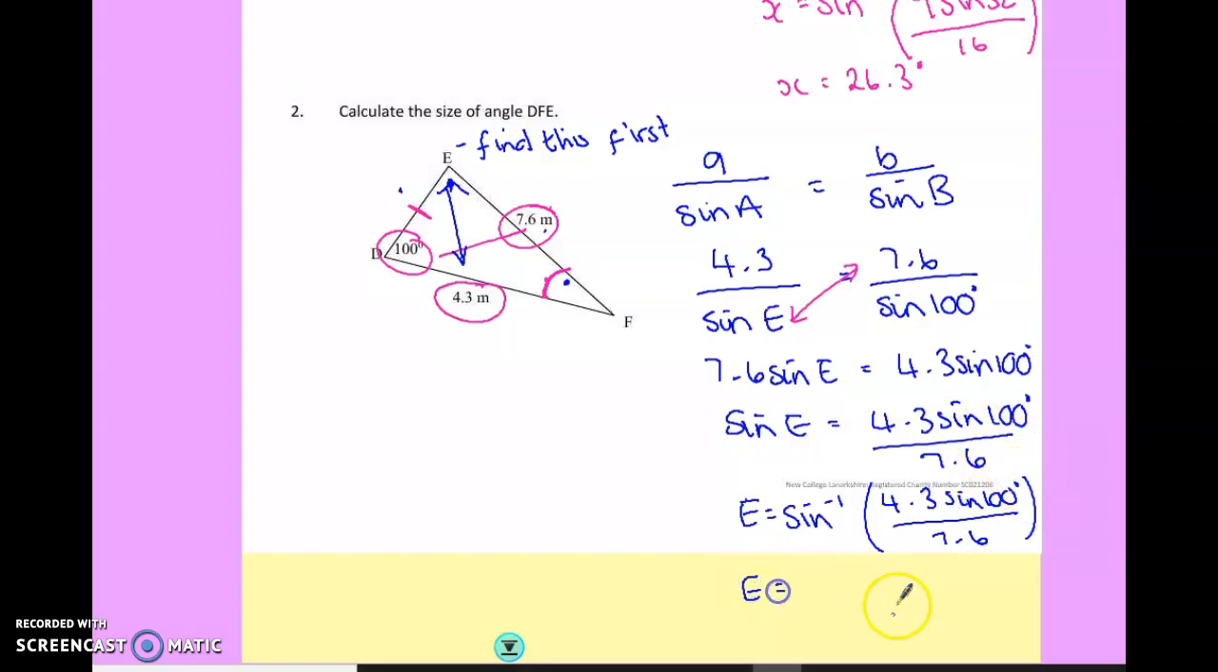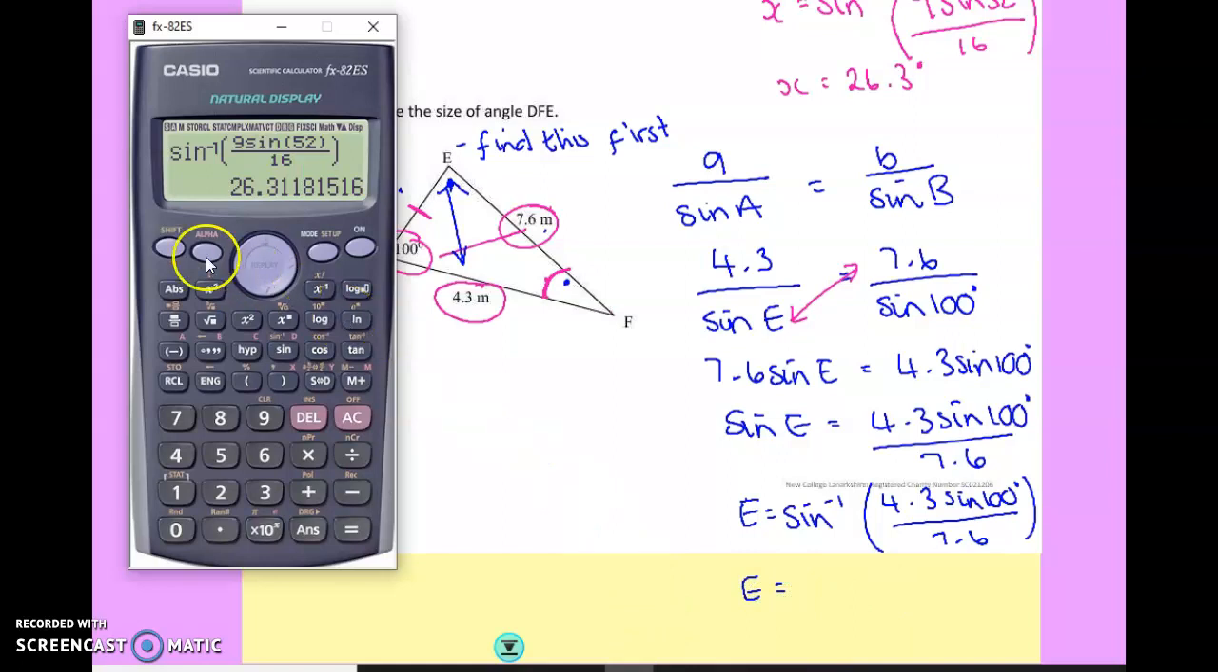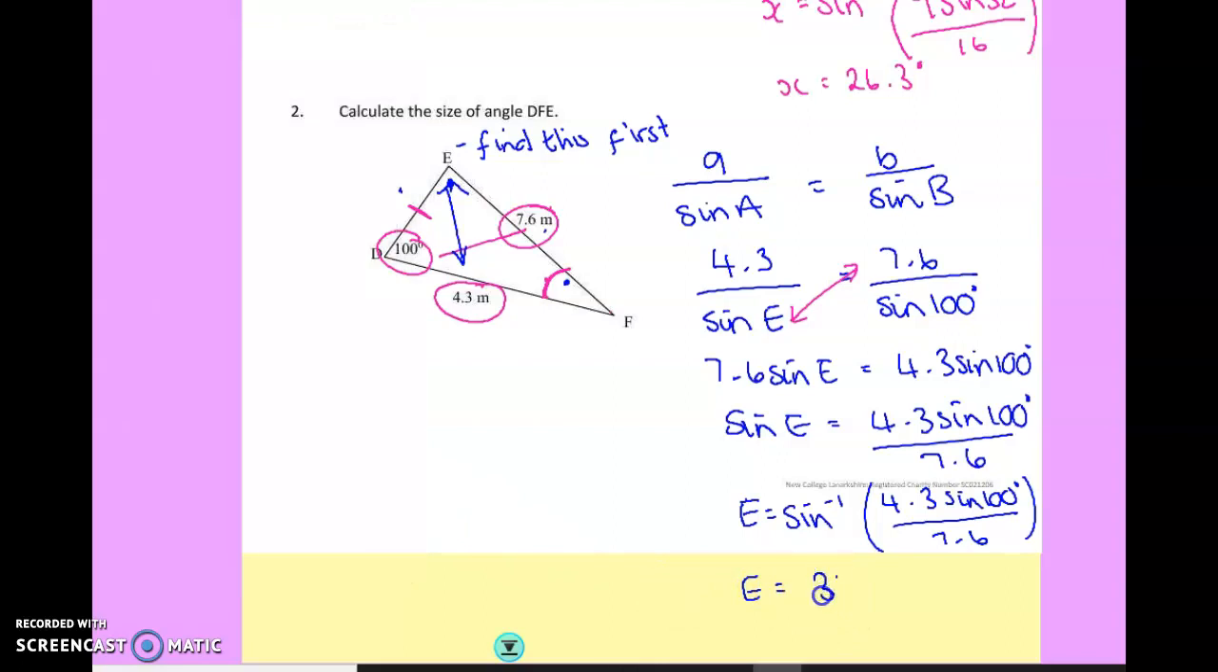Type that into a calculator. Second function sine, use my fraction button, 4.3 sine 100 all over 7.6. Yep. And that's 33.9 degrees.